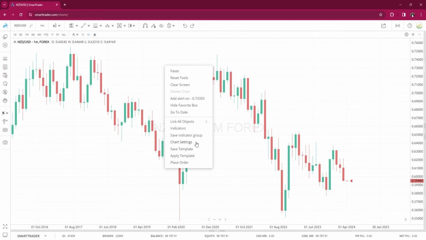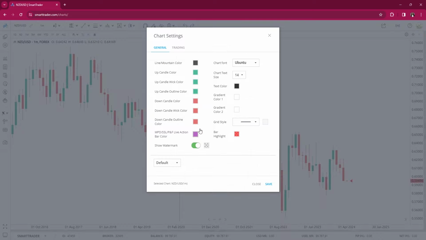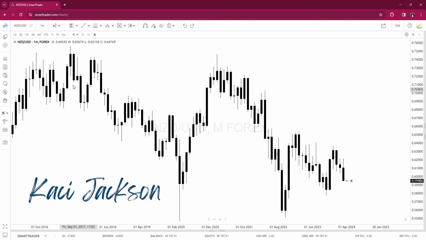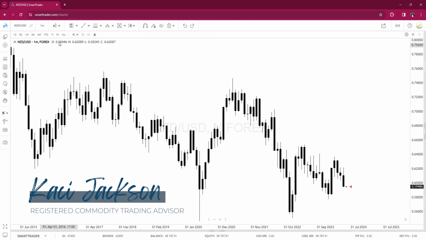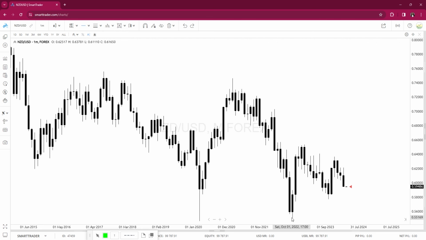What I want to do today is take a look at NZDUSD, and I want to walk you guys through the analysis. If you're new to the channel, my name is Casey Jackson. I am going to do a top-down analysis where I'm looking at all of the different time frames in order to arrive at how I'm going to approach the market.